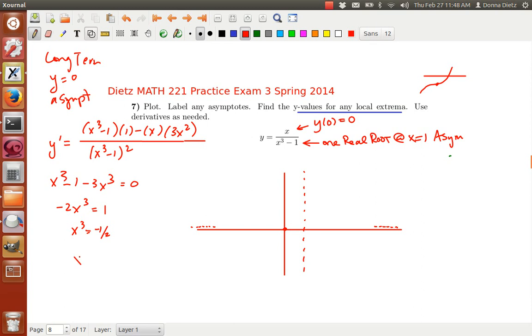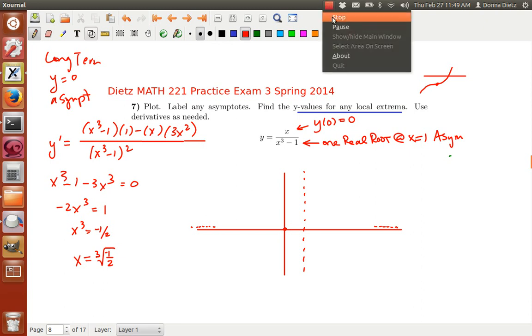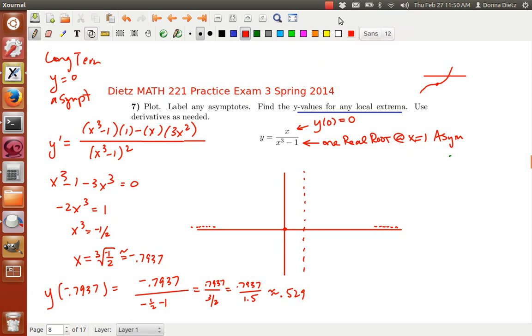So let's see, x is equal to the cube root of negative 1/2. Okay, so all I did is I took the cube root of 0.5, and I get about negative 0.7937, because it's actually the negative cube root. And I put that back into y, and this is y. That's where you go to get that.